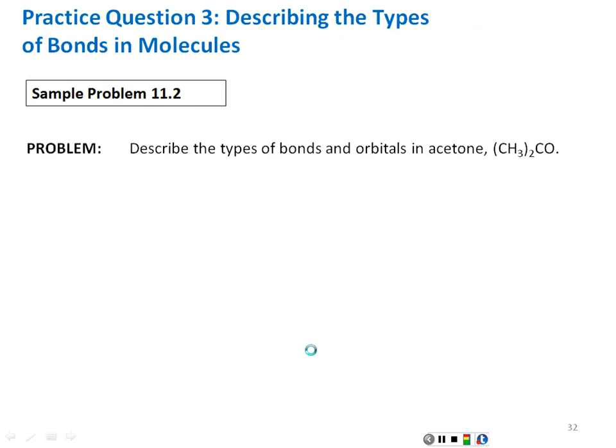So let's try a practice. This practice comes from your book, 11.2, sample problem. So describe the types of bonds and orbitals in acetone, (CH3)2CO. So the first step of this is going to be drawing the Lewis structure. So take a few minutes and try working out this sample problem.